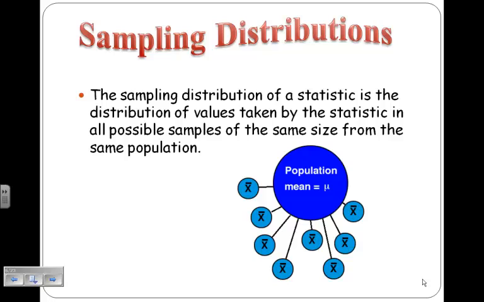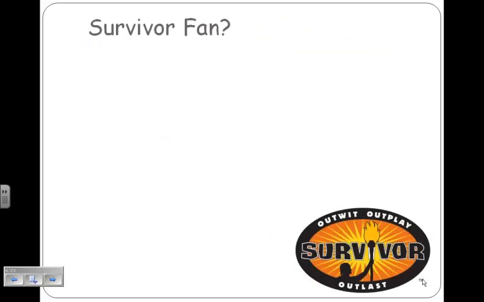Okay, so it's like a probability distribution in that you make a chart and it has all the different probabilities. So it studies the sample space. It has every single possible probability. A sampling distribution of a statistic is the distribution of the values taken by the statistic in all possible samples of the same size from the same population.